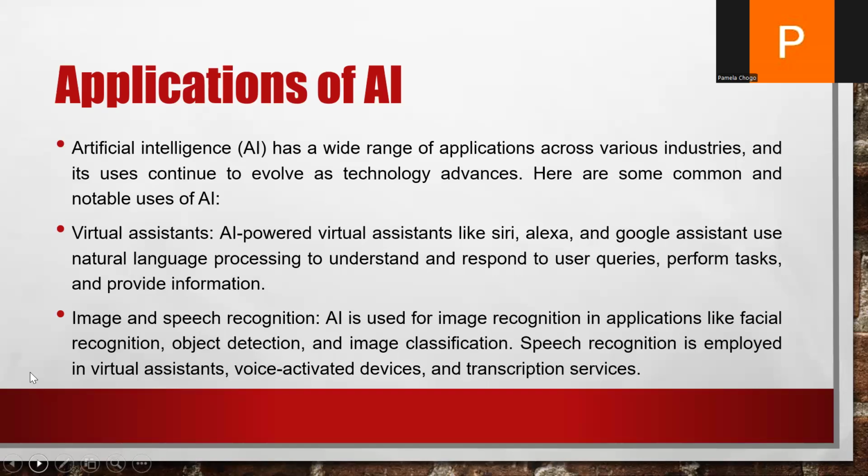Another example of application of AI is image and speech recognition. AI is used for image recognition in applications like facial recognition, object detection, and image classification. We also have speech recognition, which is employed in virtual assistants, voice activation devices, and transcription services. So AI can recognize images. I think we have seen that in our phones, and there are places where now images are used, but also speech recognition is applied in most of our phones. So this is also an application of artificial intelligence.